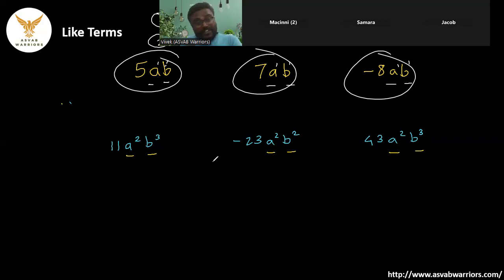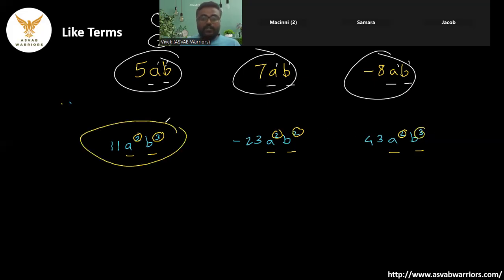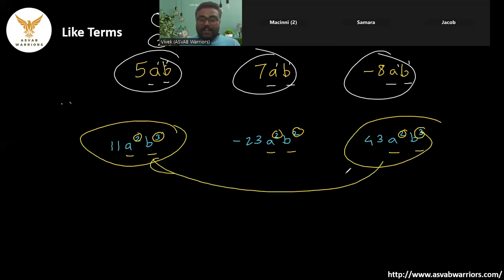Here it is a, b, a, b, a, b. Now, the first condition is satisfied, but let's check the second condition where the power should be same. So the power here for A is 2, 2, 2. Okay. Now let's check for B. So here the power for B is 3 and here it is 2. So these two are not like terms. But if you observe, the power of B here is 3. So these two are like terms.